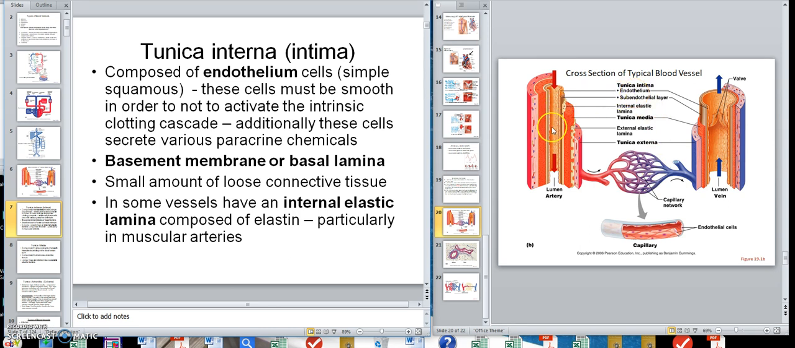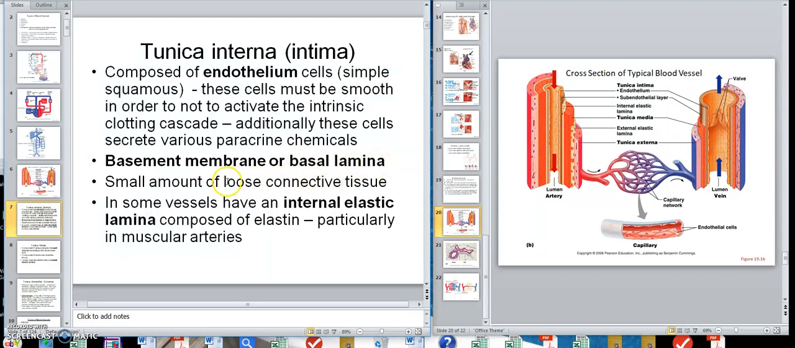Now that's the layer that touches the blood. We've talked about that. You just may have never seen it. We talked about it in the heart section. And even in the blood section, I mentioned it. It must be very smooth. These are simple squamous cells so that you don't kick off factor 12, the intrinsic clotting system. All epithelia rest on a basement membrane. So underneath that is a basement membrane or a basal lamina.